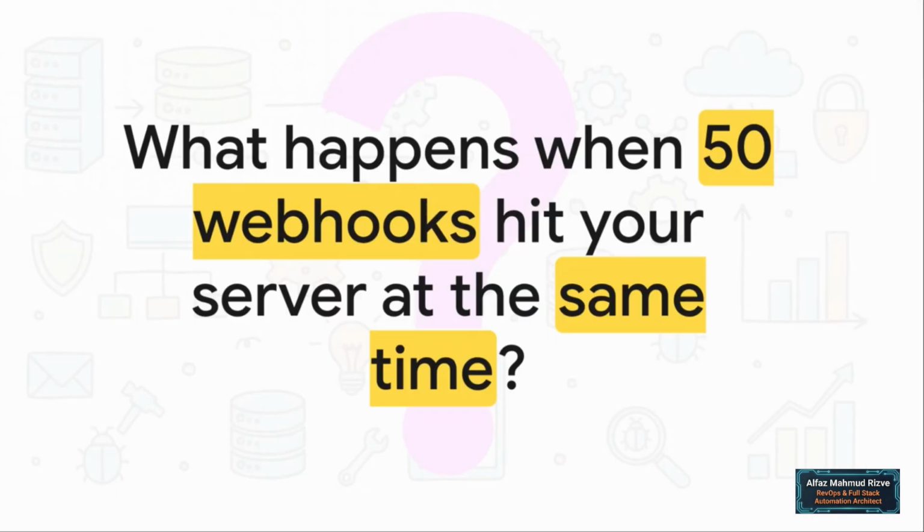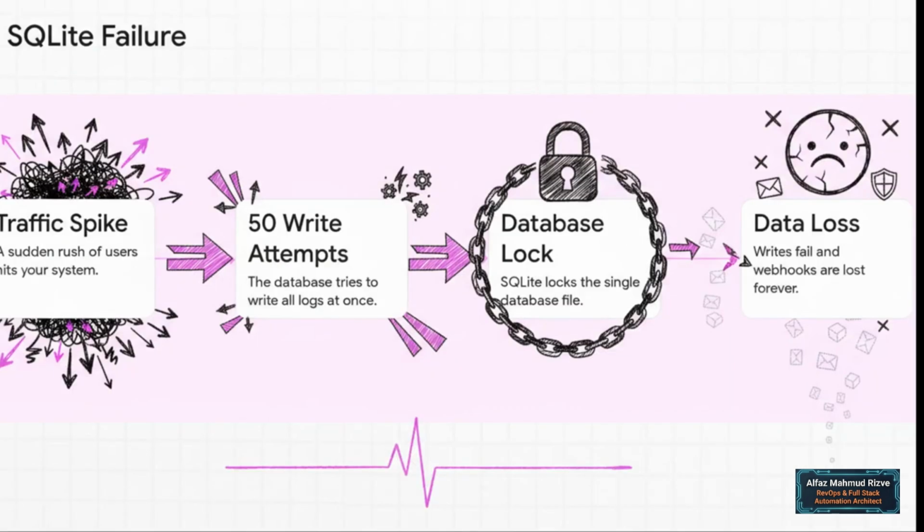Let me paint you a picture. You just launched a huge marketing campaign. It's a massive success. But suddenly, 50 webhooks from your form submissions hit your server at the exact same time. This moment of triumph, this amazing success, can instantly turn into a catastrophic system failure if you're using the wrong database. And here's exactly what that failure looks like under the hood.